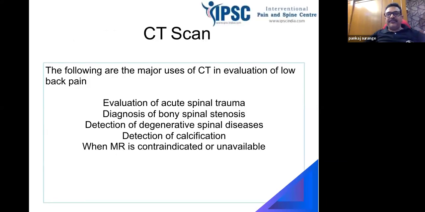Okay. CT scan is at times required whenever we are suspecting some bony stenosis, some calcified ligaments, or some calcified disc. Especially in chronic long-standing disc herniations, the fragment which comes out gets calcified. It is especially important when we do spinal endoscopies. At that time we have to rule out whether it is calcified or not. For that we have to go for the CT scan.